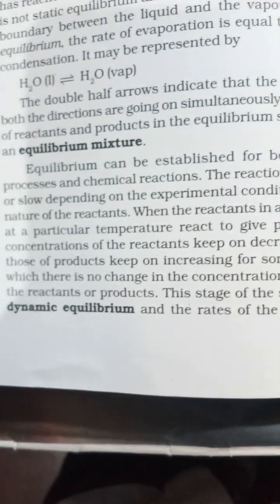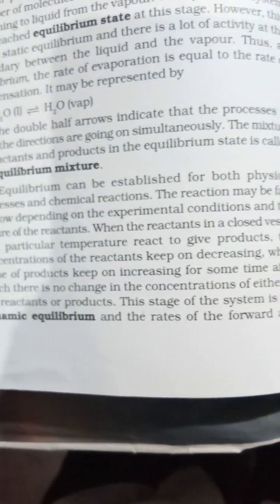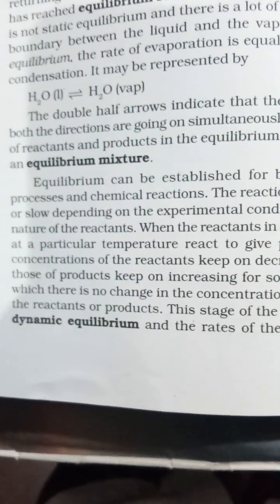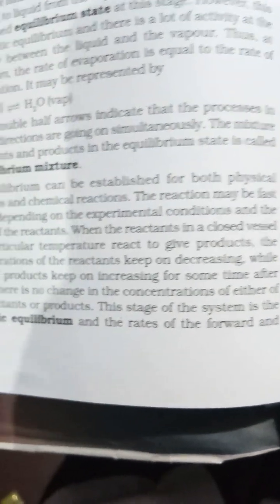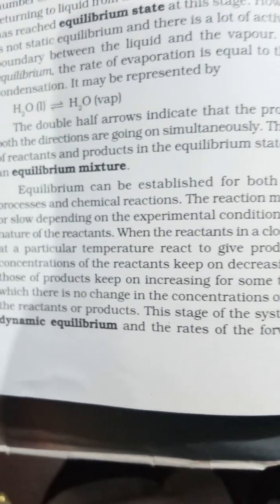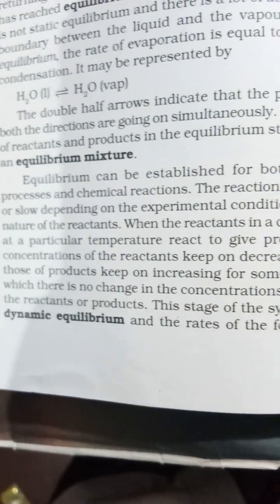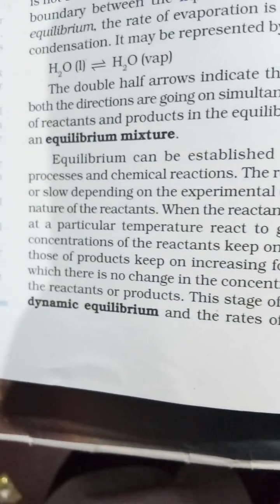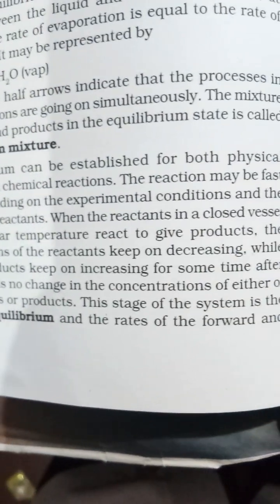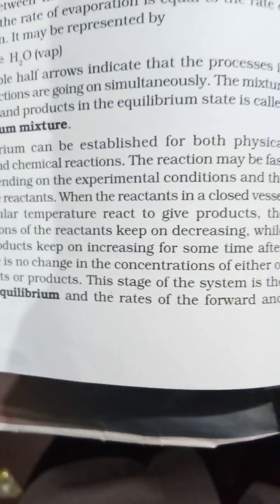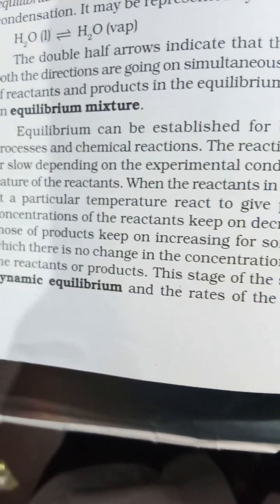Equilibrium can be established for both physical processes and chemical reactions. The reactions may be fast or slow depending on the experimental conditions and the nature of the reactants. When the reactants in a closed vessel at a particular temperature react to form products, the concentrations of the reactants keep on decreasing while those of products keep on increasing for some time, after which there is no change in the concentrations of either the reactants or products.